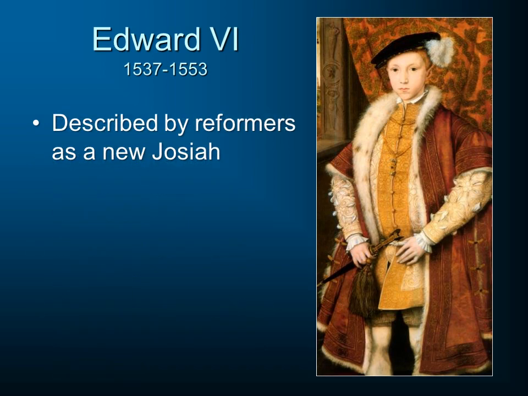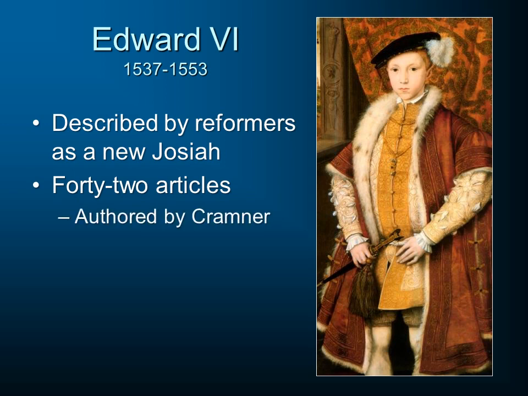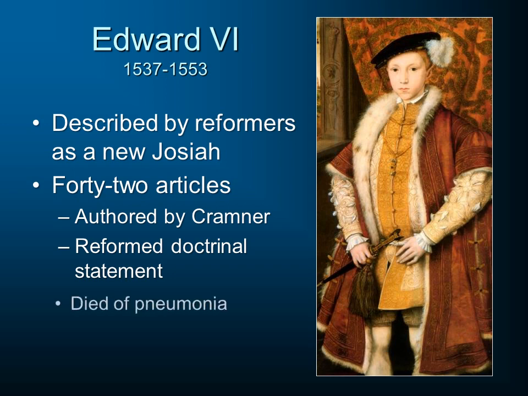He is described by the reformers as a new Josiah. Remember how Josiah had come to the throne very, very young, but from the outset had said, no, we're going to follow the Lord, and Edward VI is seen in a similar light. They come out with 42 articles replacing the six that were decidedly Roman Catholic in their theology. These 42 articles are decidedly Reformed in their theology. They are authored by Cranmer, and it's a Reformed doctrinal statement which is turning the Kingdom of England into a Reformed kingdom.